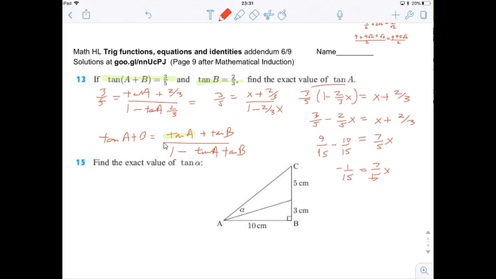We'll end up with negative 1/21 equals x, because we were going to multiply both sides by 5/7. So it would be negative 5/7 divided by 15. Yes, negative 1/21. And that would be the tangent of A.